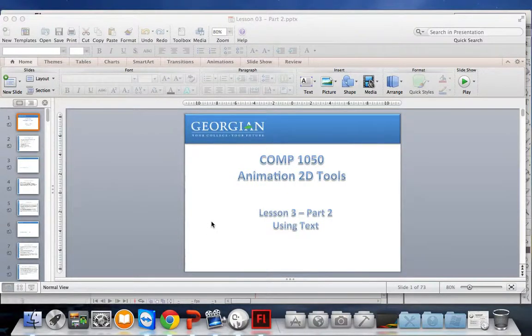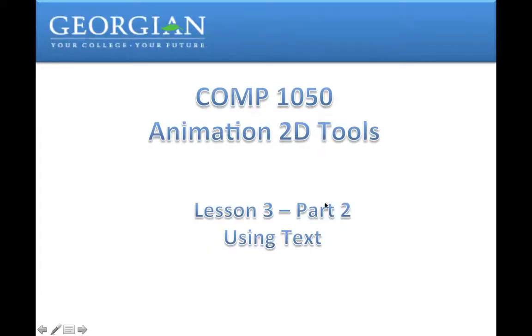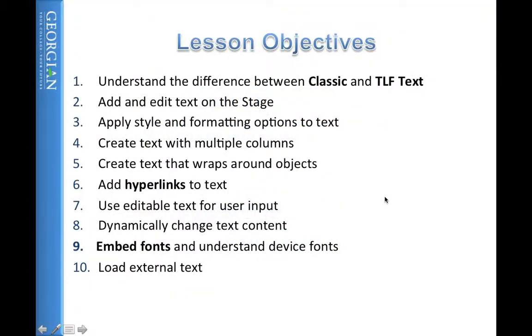Okay, so we're in COMP 1050 Animation 2D Tools, and it's week 3, part 3. We're talking about using text, and a couple of important things. Again, I'm going to skip through this lesson a little quicker than the other one, because the other one was including ActionScript for the first time. This one we're going to talk about classic text and TLF text, and we're also going to be talking about hyperlinks, right? Creating hyperlinks for the text itself, which is an important part of creating your Flash banner ad, so you need to know that part.